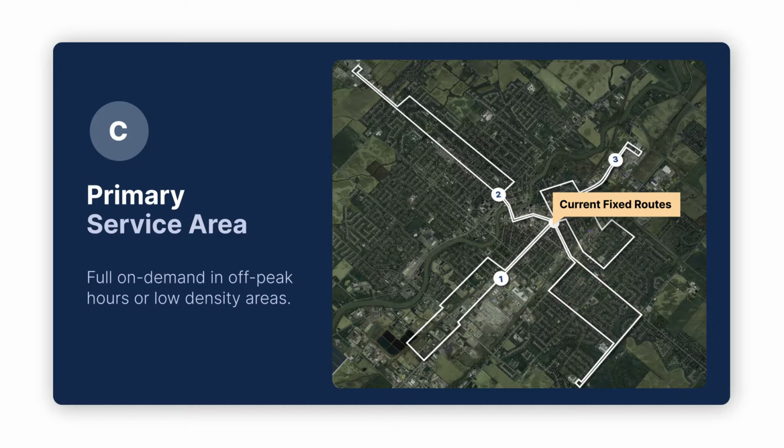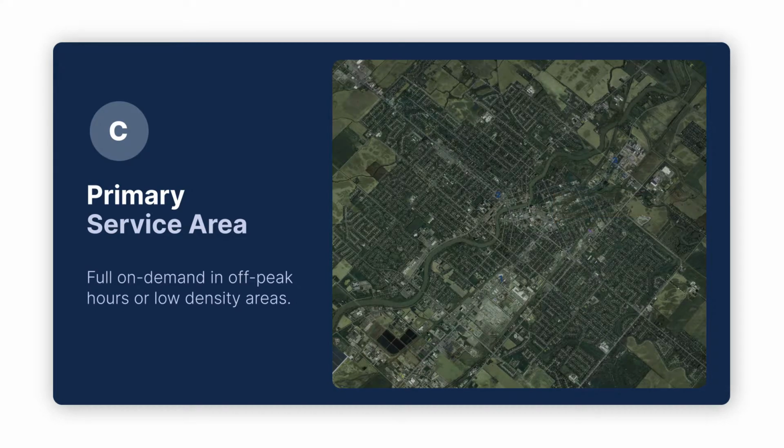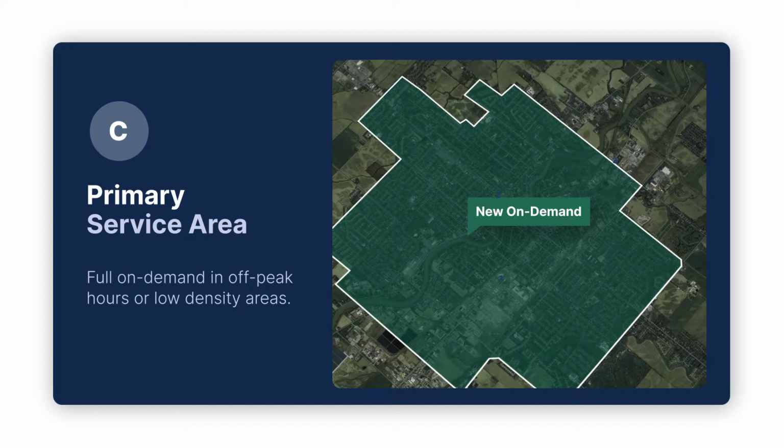Finally, we have primary service areas. In this style of service, ODT is the primary mode of transit across an area. This model is often seen in smaller communities with lower demand, or in denser areas during times of lower ridership, such as nights or weekends. When applied correctly, a primary ODT service can increase accessibility across a region, with the same or often fewer resources than a fixed route service.